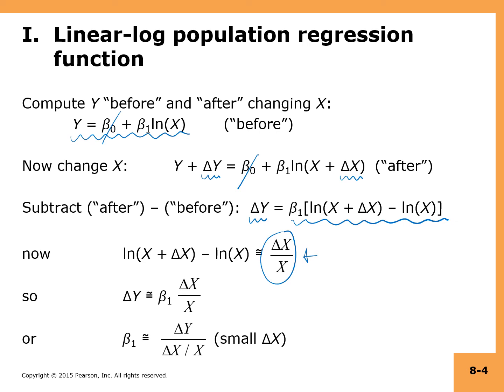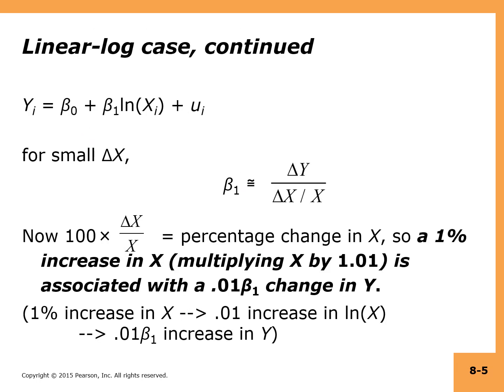And so we can substitute that in here, which gives you change in y can be approximated by beta 1 times change in x over x. Rearranging this would give you beta 1 is approximated by change in y over change in x over x. So basically, you're dividing the left-hand side and right-hand side by change in x over x, and then it gives you this formula. This formula shows you that the coefficient beta 1 can be approximated by change in y over change in x over x.